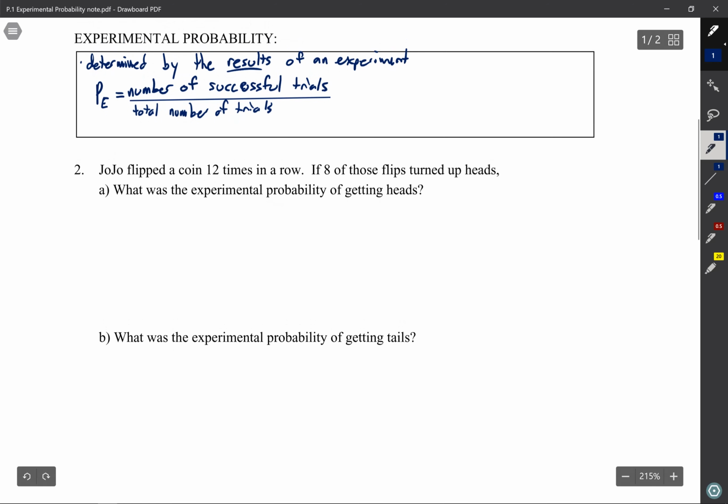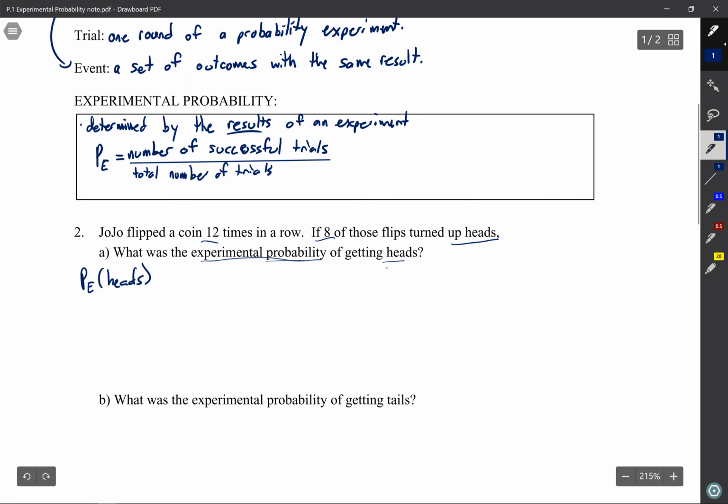Here, we have Jojo flipping a coin 12 times in a row. That's important, that she flips it 12 times. If 8 of these flips turn up heads, then what's the experimental probability of getting heads? Well, from our formula above, this is how we'll write it. We'll write P_e as above, and then in brackets, we'll put the actual outcome, or the actual event, that we're dealing with here.